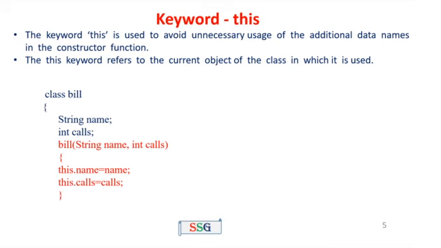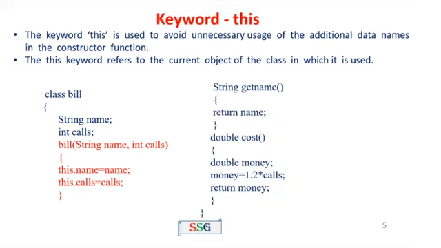The example, for the same example, class Bill, string name, int calls, with the same constructor. Instead of S and C, we are using the same variable names, string name, int calls. Here this.name equal to name, this.calls equal to calls. Then the remaining getName and cost functions are the same. What is the meaning of this constructor?